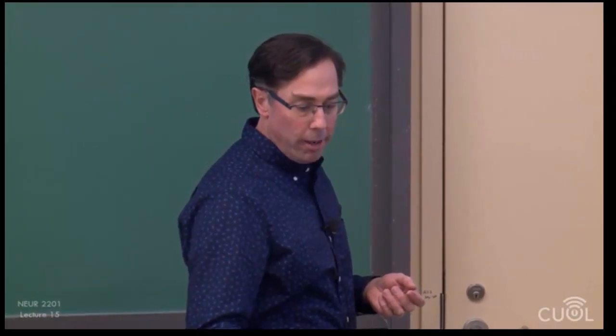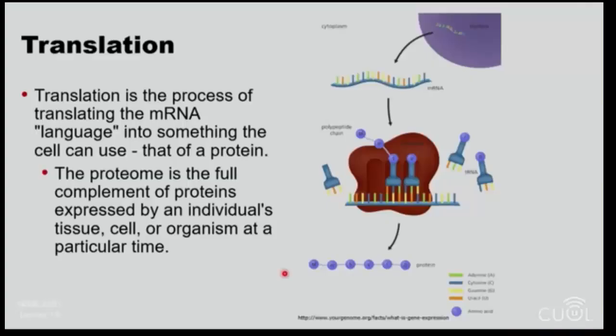But anyway, the proteome, right, is the full complement of all the proteins expressed by tissues, cells, or organisms at a particular time. And the proteome is made up of these strings of amino acids, right? So what we have here is the message that's come out of the nucleus, right? Here's our mature RNA, and now the ribosomes come, attracted to it.